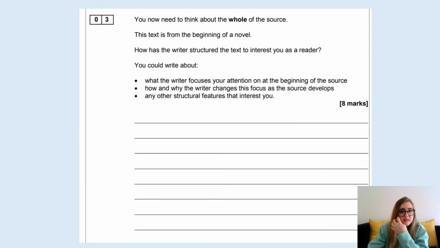So it looks like this. You think about the whole source. And it's always worded like this, guys: how is the writer structuring the text to interest you as a reader? Okay, please don't write it makes me want to read on. You're talking about it in more of a sensitive way.